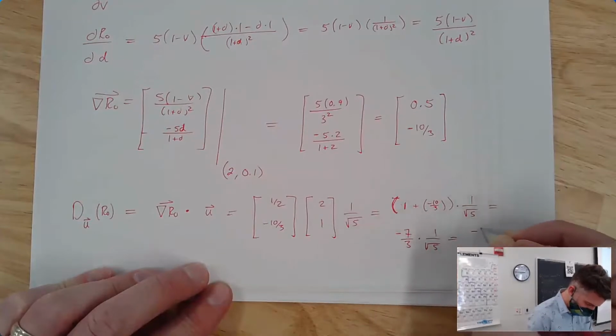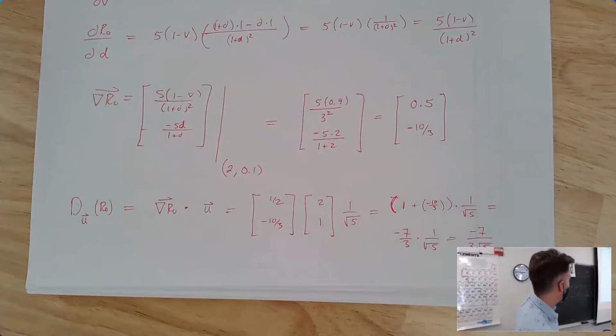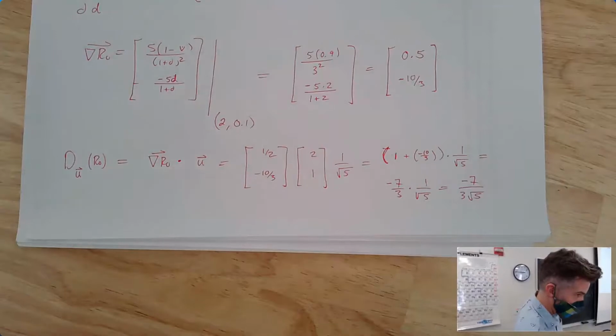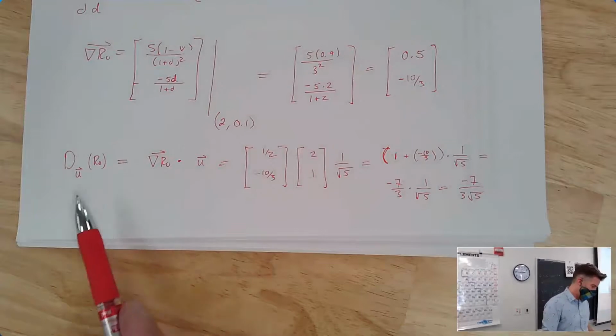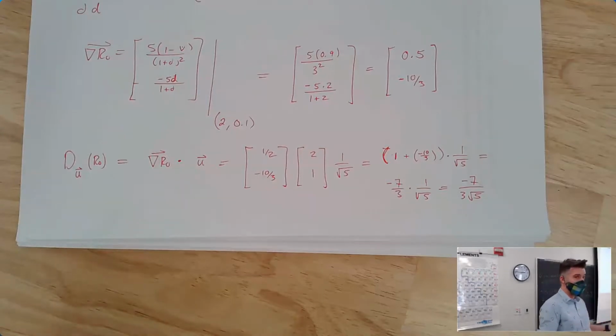So -7/3√5. Let me ask you all a question. Did our R naught, which was our infection rate, number of new infections on average, did what we want to happen? Is this good news? It is good news, right? Because the rate of change is negative. The directional derivative is negative, meaning the infection rate is decreasing if we travel in this direction.